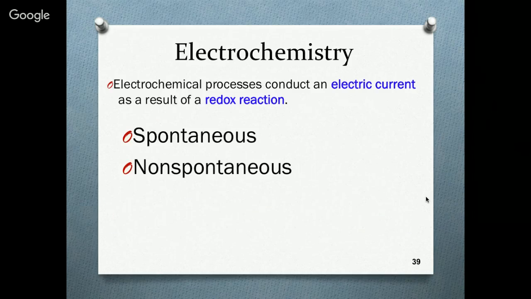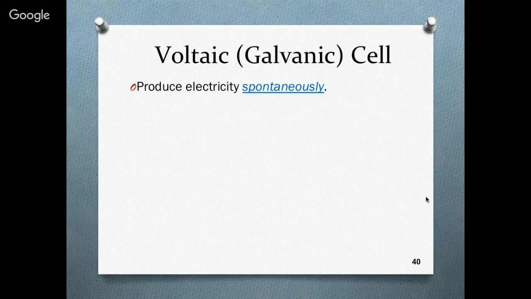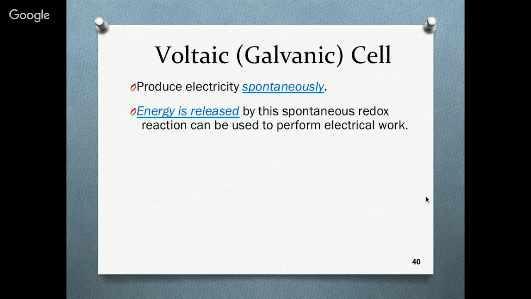All right, next we're going to jump into electrochem. Electrochemistry, we're basically going to look at 2 different types of reactions, spontaneous and non-spontaneous reactions, where we're going to use electric current and see what's happening here. So first, let's just get into voltaic cells. Voltaic cells are going to produce electricity spontaneously. So voltaic are spontaneous.